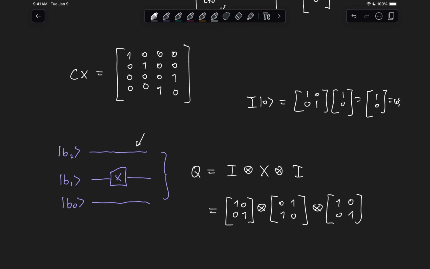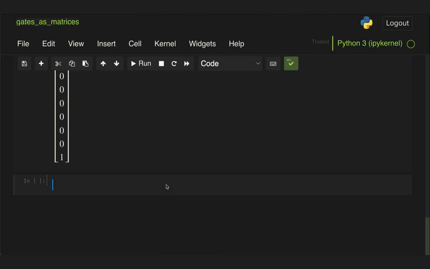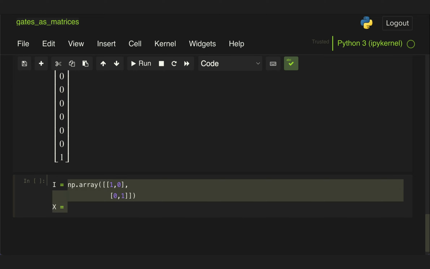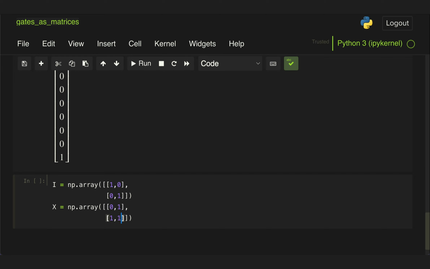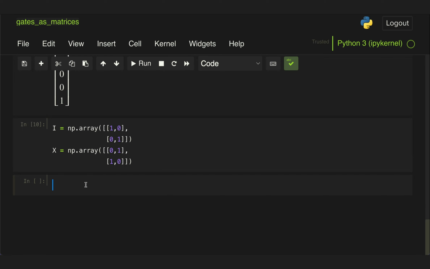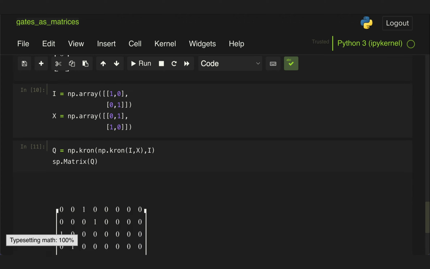So let's go ahead and implement this in Python and see what the equivalent matrix will be for this 3-bit circuit. Let's first create our identity matrix using a NumPy array where we pass 1, 0, and then 0, 1. And then our X matrix, which is going to be 0, 1, and 1, 0. Now we want to construct the matrix Q, which is the Kronecker product between identity and X, and then the Kronecker product of that with another identity. And if we display that matrix, this is what we get.